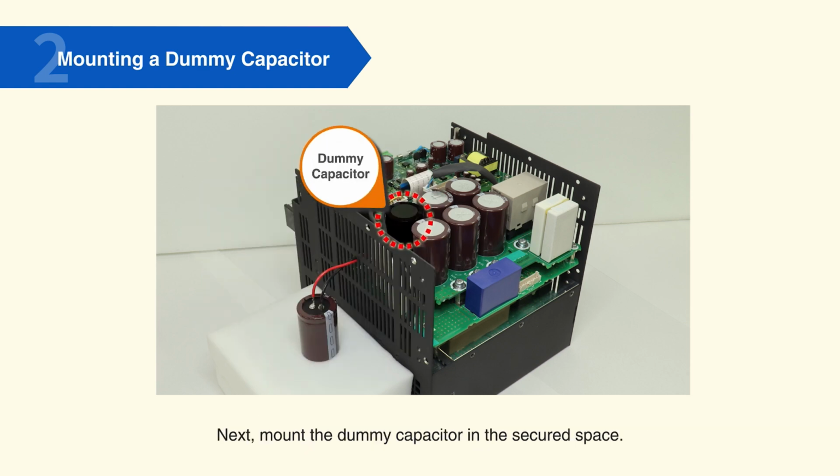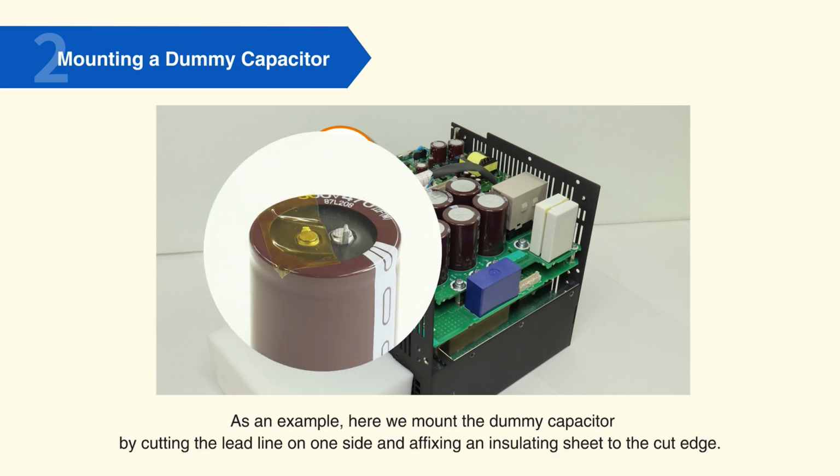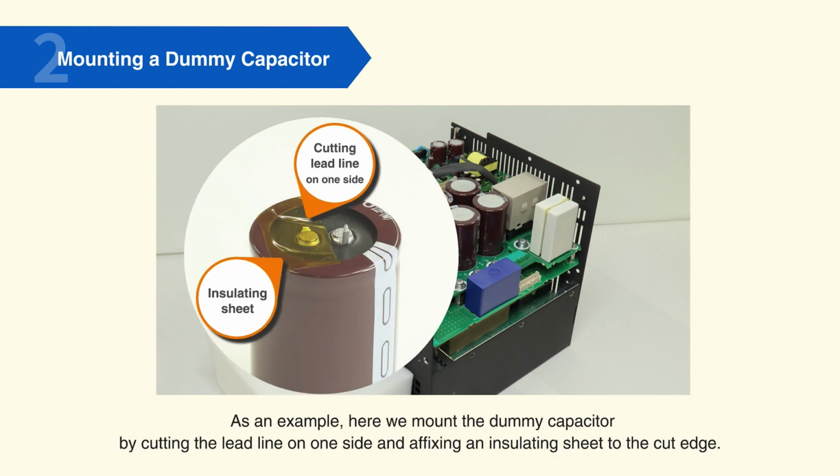Next, mount the dummy capacitor in the secured space. Make sure the dummy capacitor is not emitting any heat. In other words, make sure the dummy is electrically insulated from the circuit. As an example, here we mount the dummy capacitor by cutting the lead line on one side and affixing an insulating sheet to the cut edge.